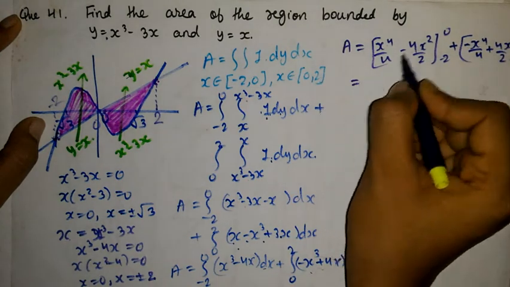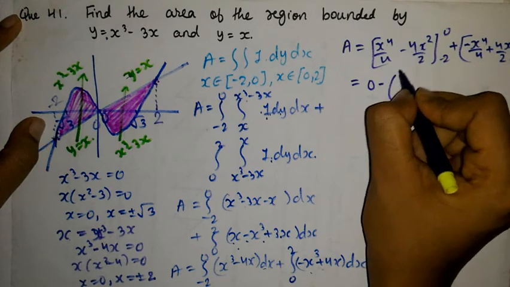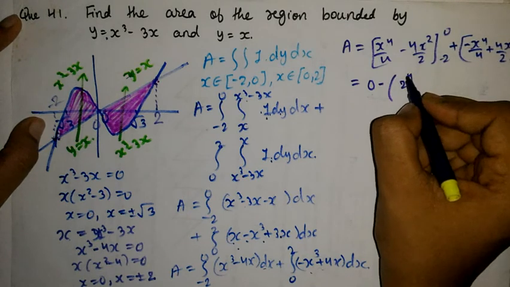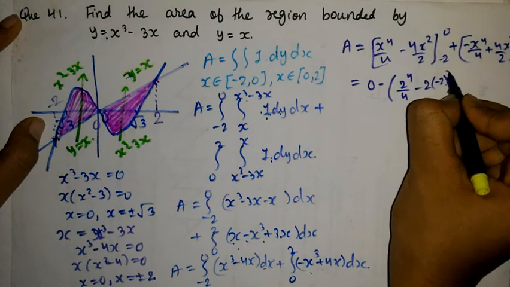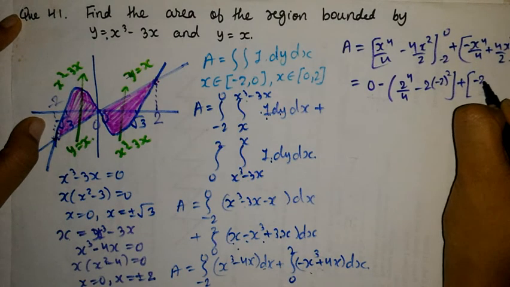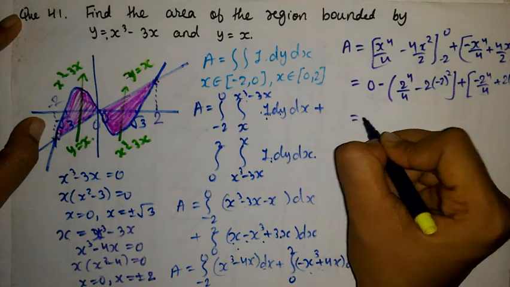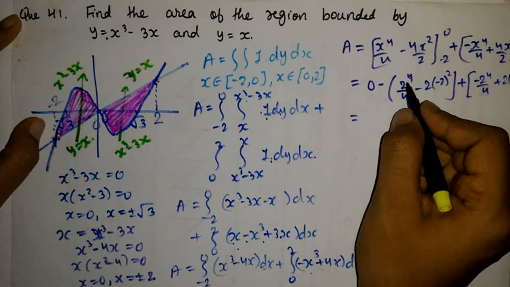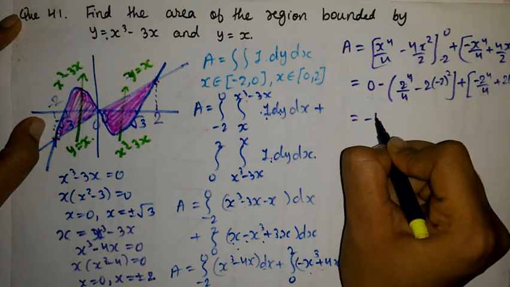Now put the limit. Here when we put the limit, we will get 0, it's going to be 0 only. Upper limit minus lower limit. So when we will put minus 2 raised to 4, it will be 2 raised to 4 by 4 minus, here it will be 2 and minus 2 square. Now here put upper limit, so we get minus 2 raised to 4 by 4 plus 2 into 2 square. When we will put 0, it is going to be 0. So now solving this, we get 2 raised to 4. So we can write 2 raised to 2 into 2 raised to 2. So 2 raised to 4 is 16. 16 divided by 4 is 4. So minus 4.